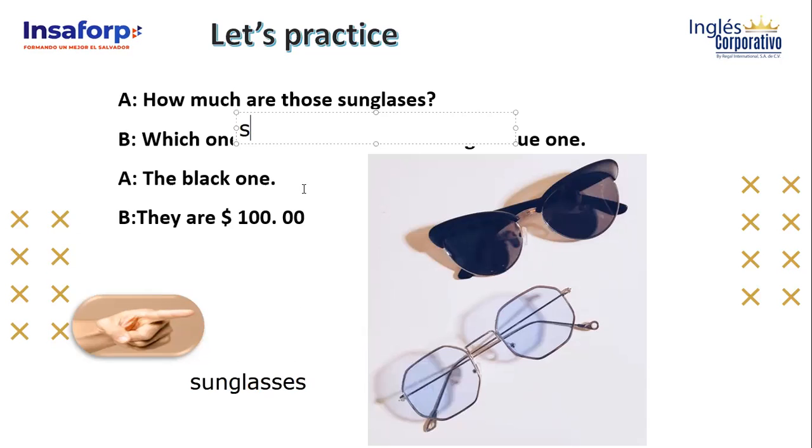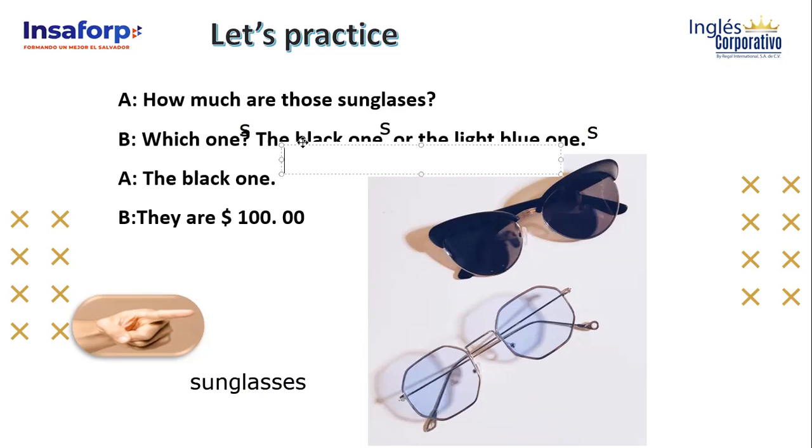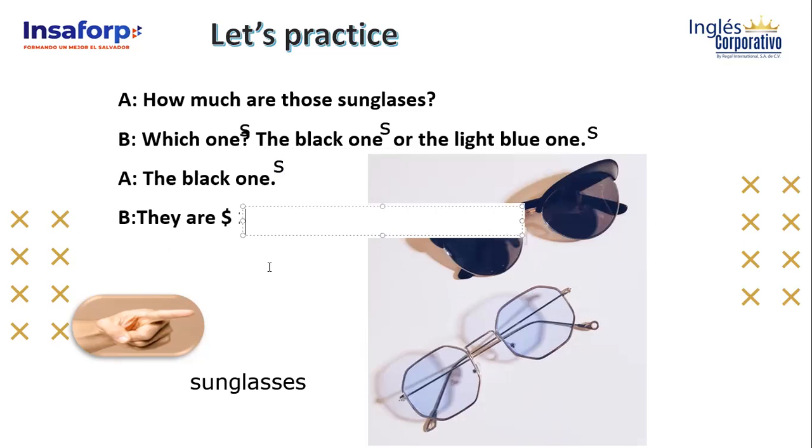Which ones? Because it's plural, we say the black ones or the light blue ones. We need to add another S here, and also that S here. Ones. Now it's right. They are, how do you pronounce this number? $100. Thank you.